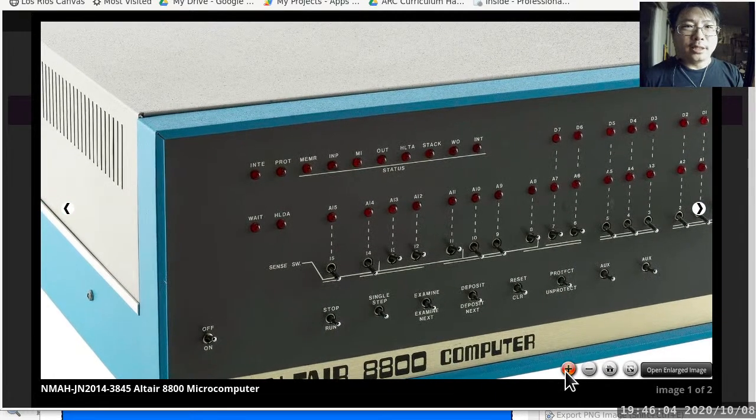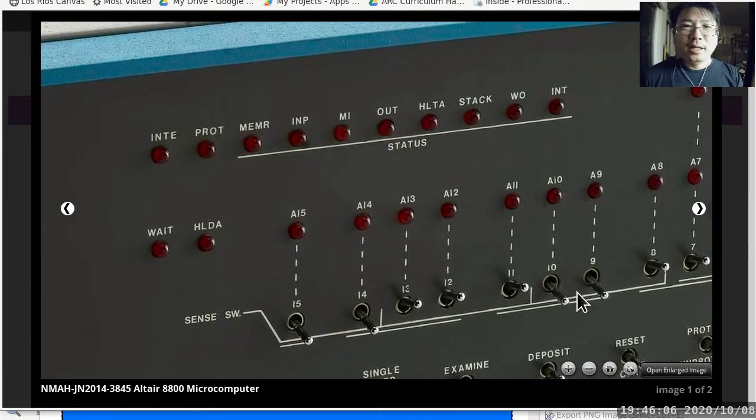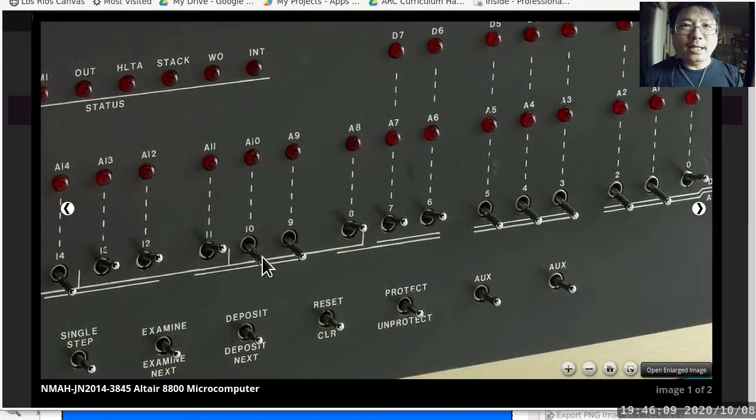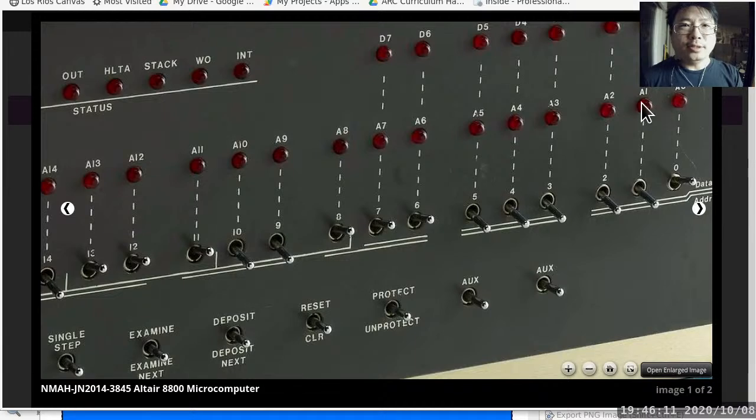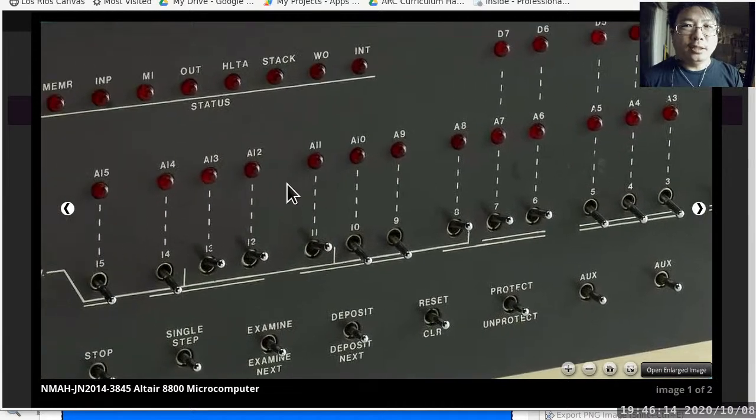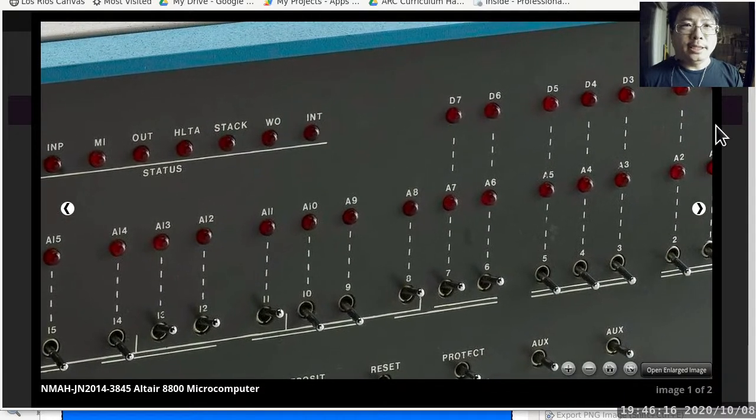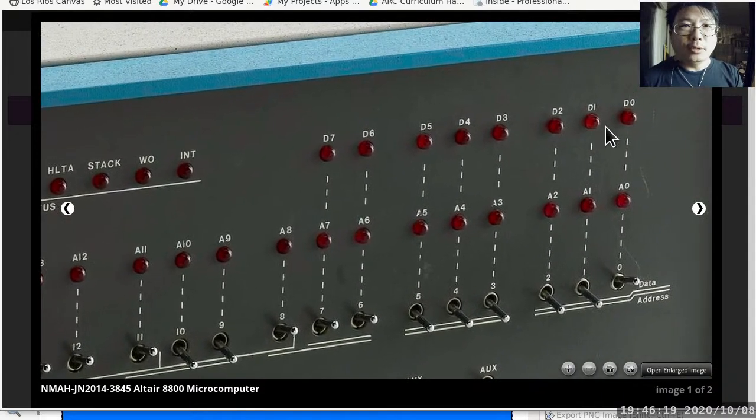So let's go ahead and take a closer look. Okay, see all of these LEDs, A0 all the way up to A15 down here, and all the Ds, they are labeled D0 all the way up to D7. The D are the data bits, and the A are the address bits. In other words, you can use the LEDs to tell you which address you're looking at in memory and what is the data corresponding to that address.